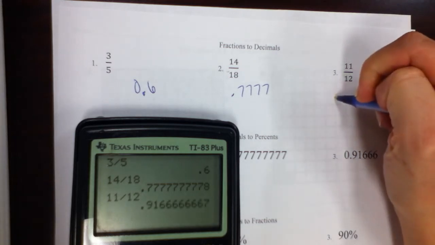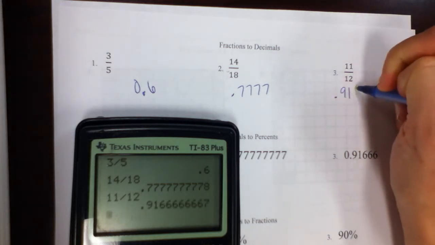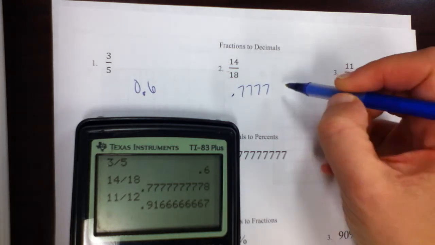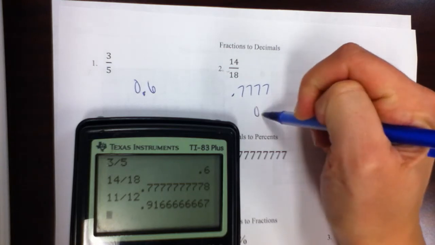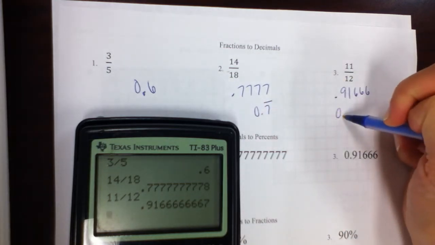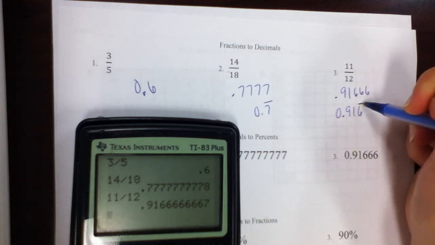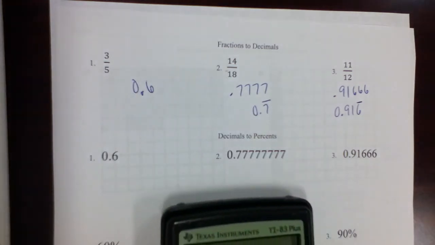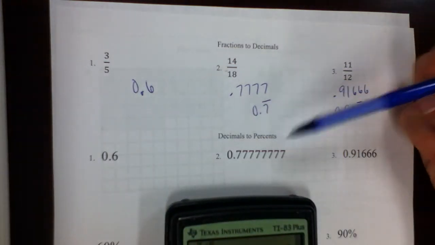11/12. You should have had 0.91666. And you can, if you want to, again, remember we did bar notation before, showing that we have a repeating number. So you could have written here 0.7 with the line over top. And this would be 0.916 with the line over top the 6. Okay? Next, we're going to talk about how to get from a decimal to a percent.